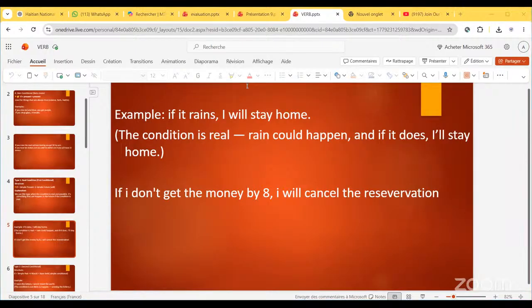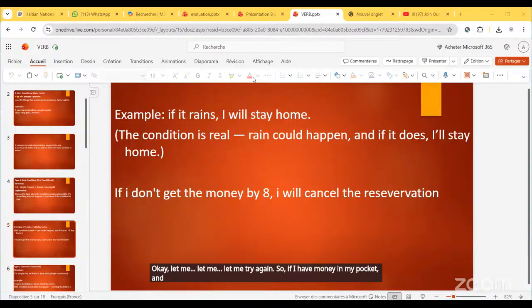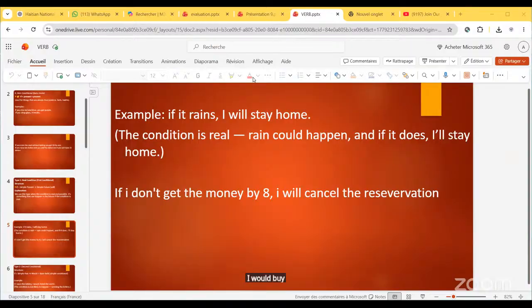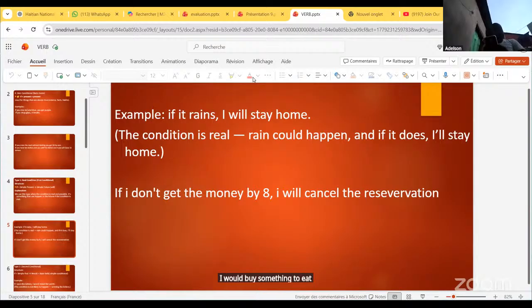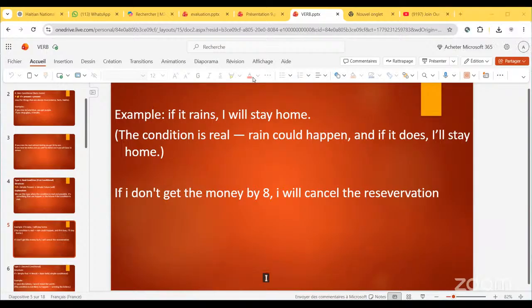Oh my God. Okay, let me try again. So if I have money in my pocket and I will I would buy something to eat. No. Not use now the would, conditional. Not would, but will. I will. I will buy something to eat. That's great.